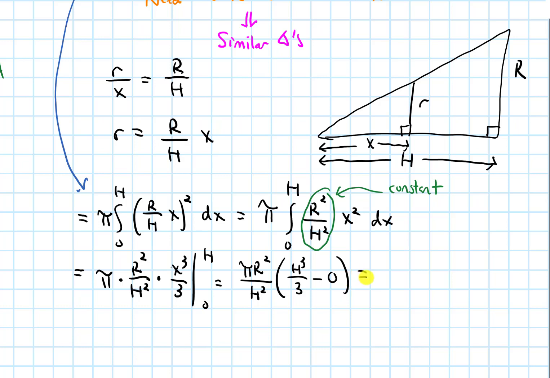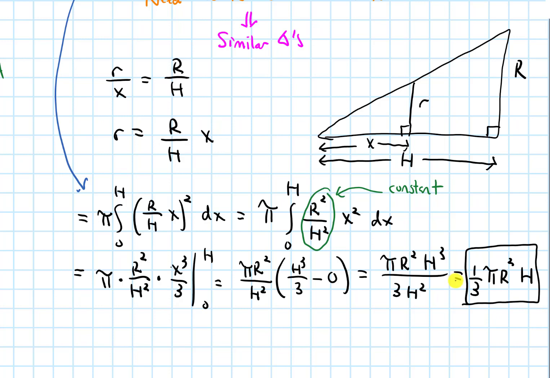All right, and if I simplify now, we get pi r squared h to the third over 3h squared. And this becomes one third pi big R squared big H. And that is the formula for the volume of a cone. We have just proven where that comes from using calculus.